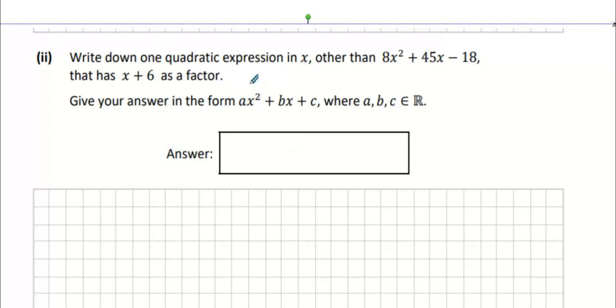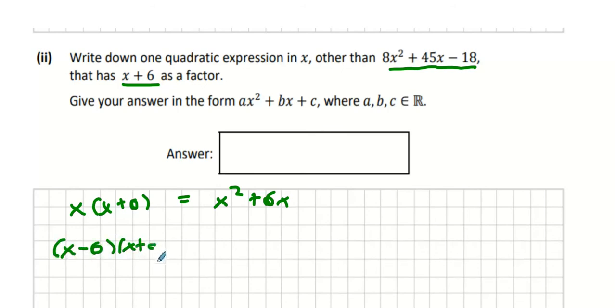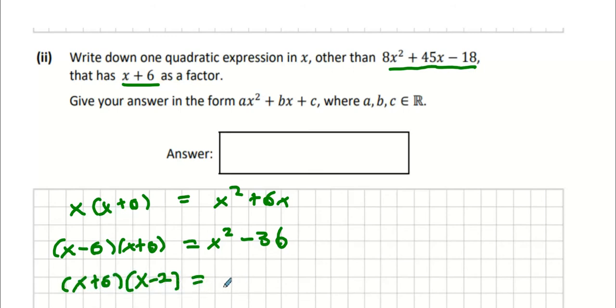Now, B part 2. Write down one quadratic expression other than this where x plus 6 is a factor. Well, take your pick. You can do x multiplied by x plus 6, which would be x squared plus 6x. That would be a factor. You can do x minus 6 and then x plus 6, which we all know is x squared minus 36. We could also do x plus 6 and just take any other random factor, maybe something like x minus 2. And when you multiply that out, you're going to get x squared plus 4x minus 12. Any of these answers are acceptable in that box.